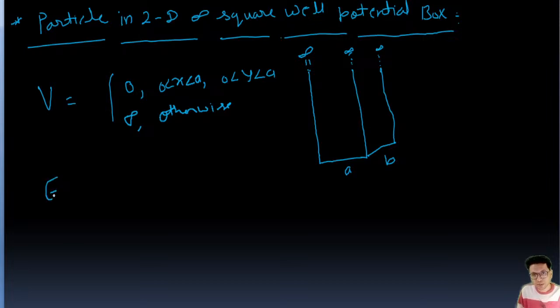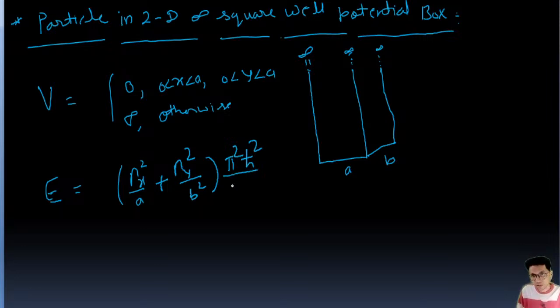Now we'll find the energy. The energy of a particle in a 2D infinite square well is going to be (nx square upon a square plus ny square upon b square) into pi square h cut square upon 2m.